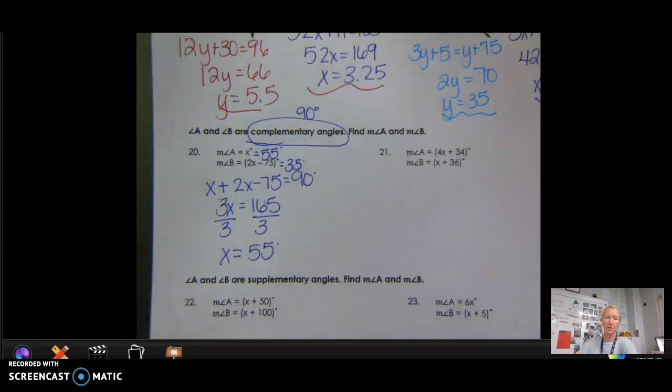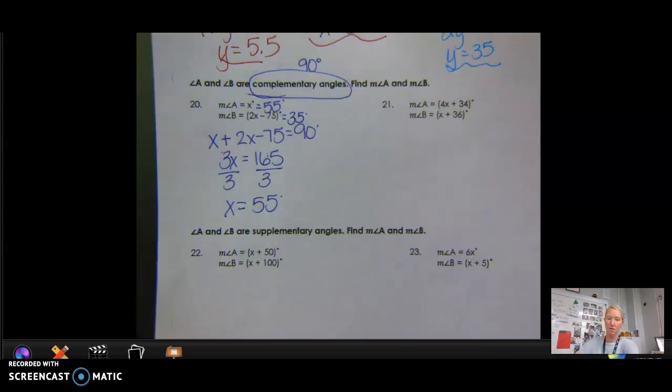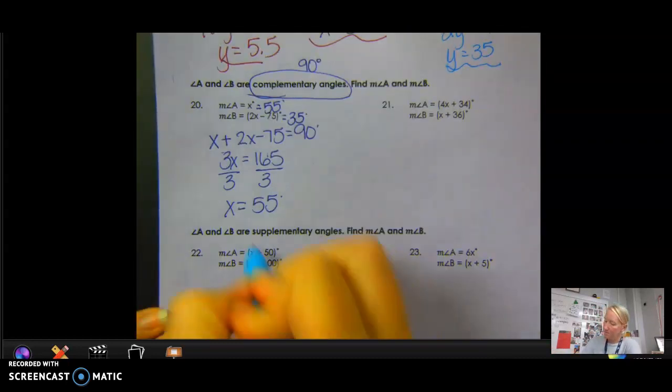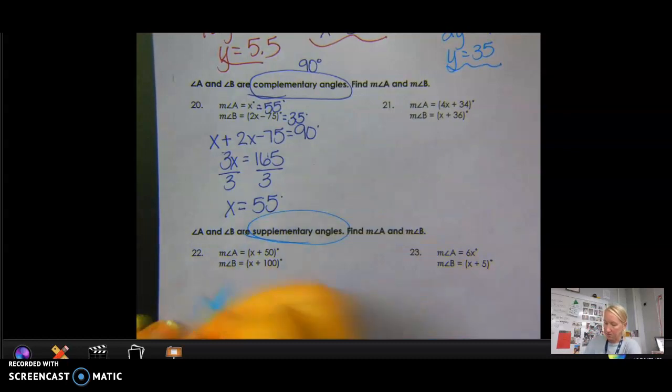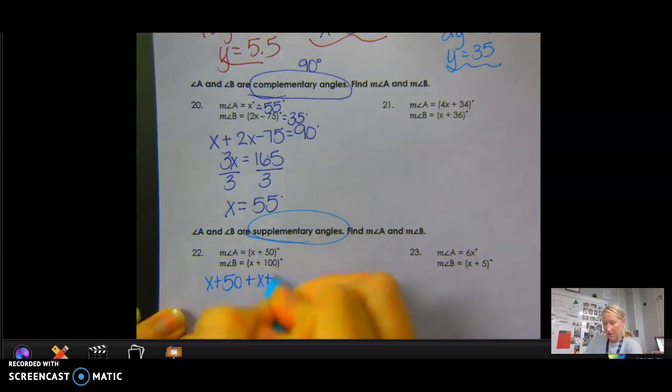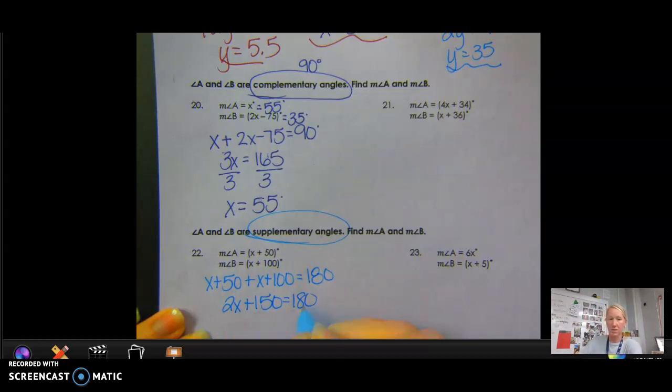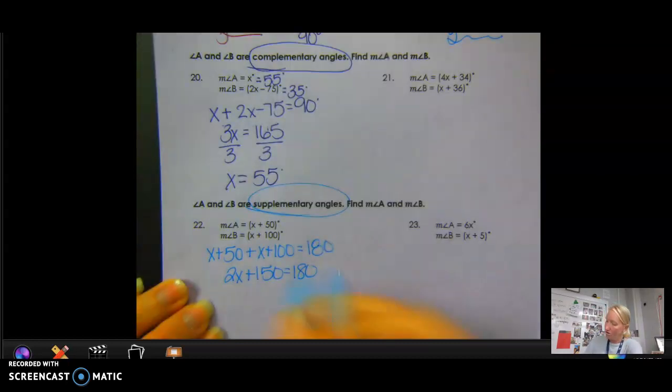I'm going to skip down to number 22. Now they are supplementary, so they add to 180. So I'm going to do x plus 50 plus x plus 100. So angle addition postulate, add my two angles and set it equal to what they equal, which is 180 degrees. So that's 2x's plus 150 equals 180. I'm going to subtract 150 on both sides. So I get 2x equals 30, divide by 2, so x equals 15.